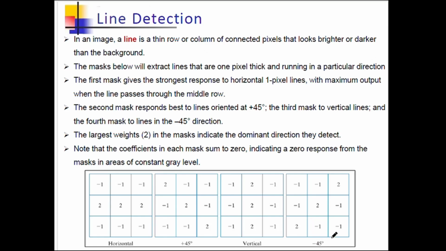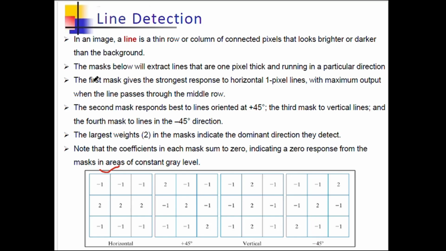Yes, these are masks used to identify the lines. See the first mask. If you apply this mask, you see the weights. The top row of the mask consists of -1 and the bottom row consists of -1 and the middle row are all 2. So if you see this, these are all -1s and these are all -1s. The center one is different.